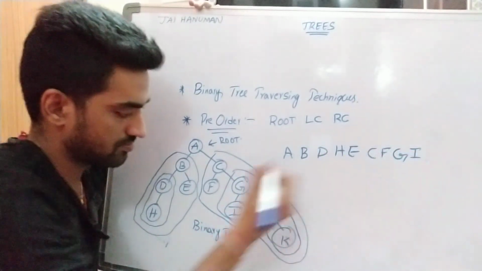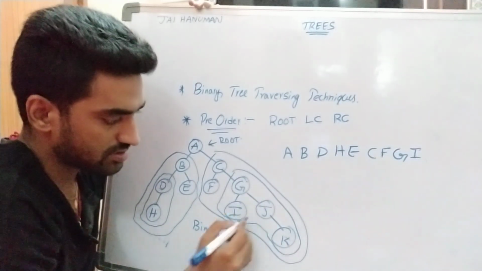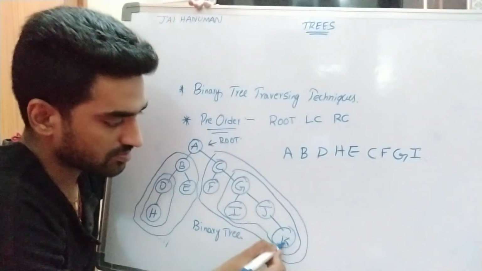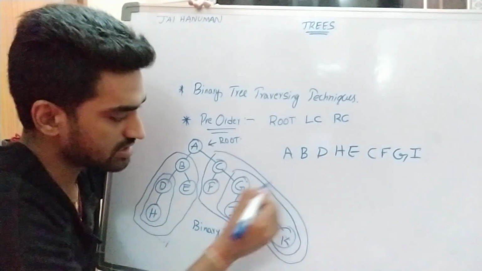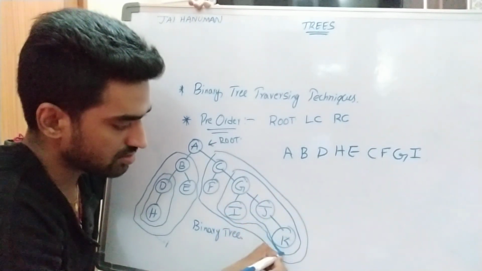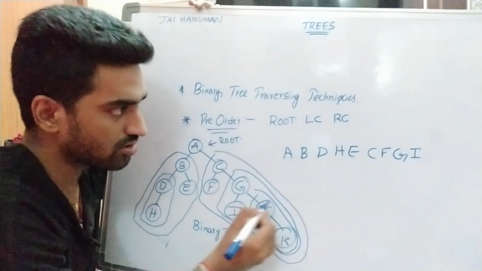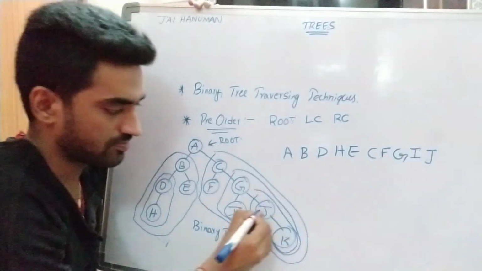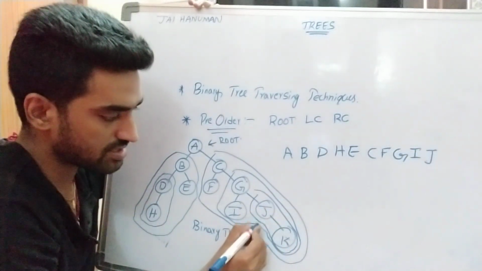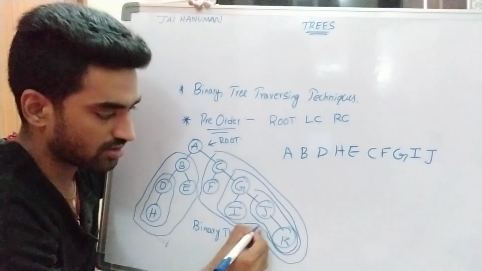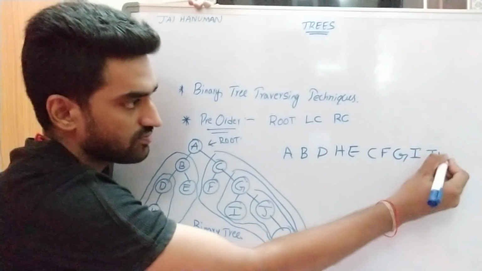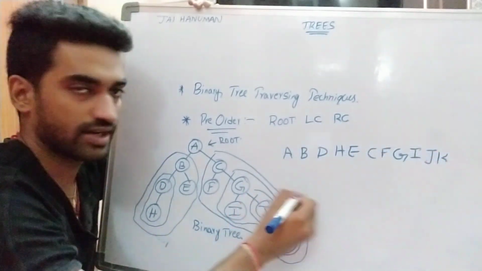I, J. So again J contains one more node, right? So here I is visited. For this subtree, what is the root node? J. So J does not contain any left child, so that's why we are not visiting. K is visited. So this is the pre-order.